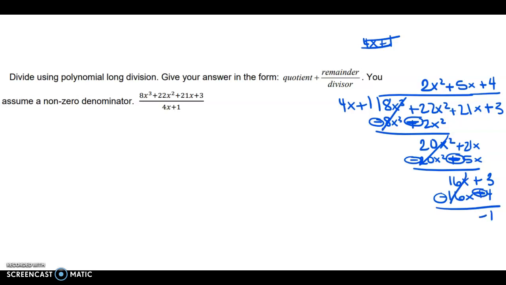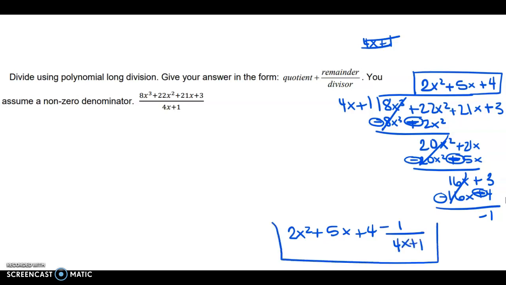This is one way to tell you're done: your constant terms line up, but also it'd be really hard to write 4x into negative 1. It doesn't work in this way that we're setting it up. So then our answer would be this quotient, 2x squared plus 5x plus 4, and then minus 1, which is the remainder, over this divisor 4x plus 1. Okay, and that would be our final answer.